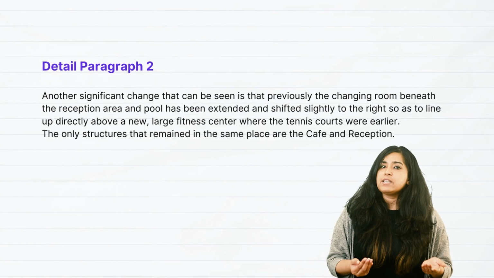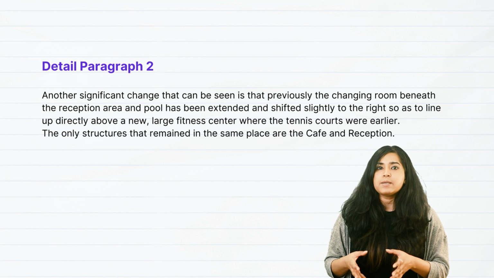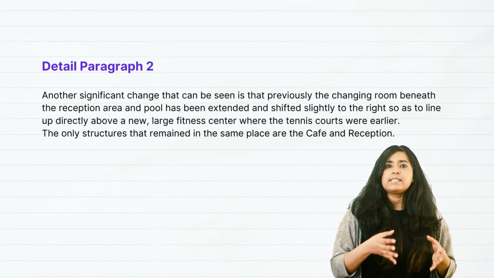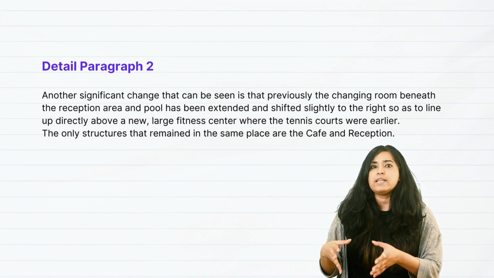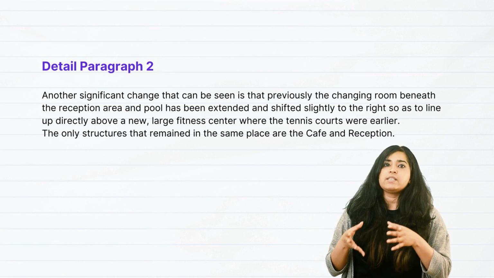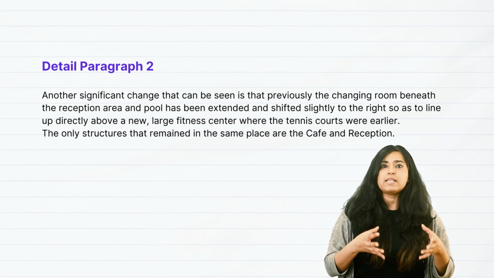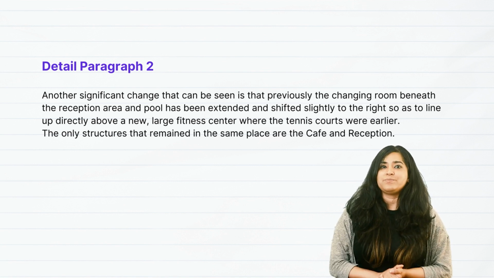Looking at the second feature we picked out, which is a bigger space for the changing rooms and the addition of the fitness center in the same area. So let's write something like, another significant change that can be seen is that previously the changing room beneath the reception area and the pool has been extended and shifted slightly to the right so as to line up directly above the new, large fitness center where the tennis courts were earlier. The only structures that remained in the same place are the cafe and the reception. And done! Let's see what this looks like put together.